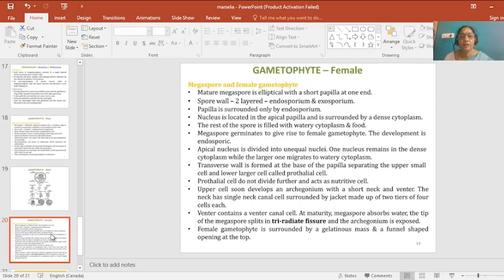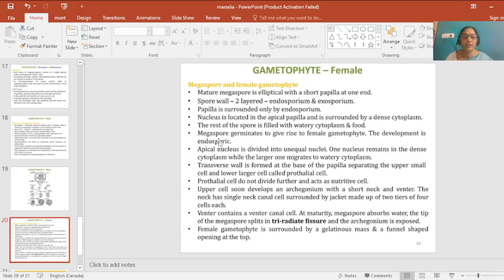The female gametophyte is developed from the megaspore mother cell. The megaspore is elliptical with a short papilla at one end. The spore wall is two-layered, endosporium and exosporium. The papilla is surrounded by the endosporium. The nucleus is located in the apical papilla and is surrounded by denser cytoplasm. The rest of the spore is filled with watery cytoplasm and food. The megaspore germinates and gives rise to the female gametophyte.